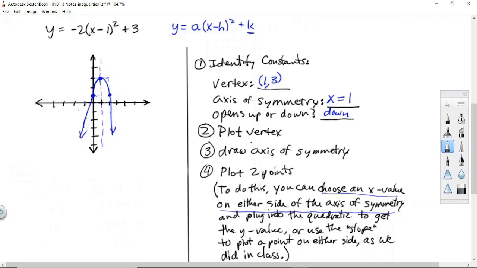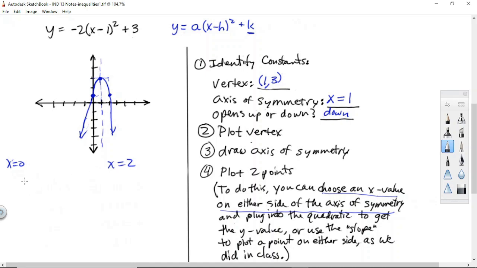The axis of symmetry is this dotted line. If we go 1 to the left of that, that's 0, so we'll use x equals 0. And if we go 1 to the right of that axis of symmetry, we get x equals 2. We could also go 2 to the left, 3 to the left, to get more points. If you want to do a really good job and get a good graph, you would get about 3 points or so on each side, maybe 6 points altogether, and you could get a much more accurate graph. But we'll just do 1 on each side.